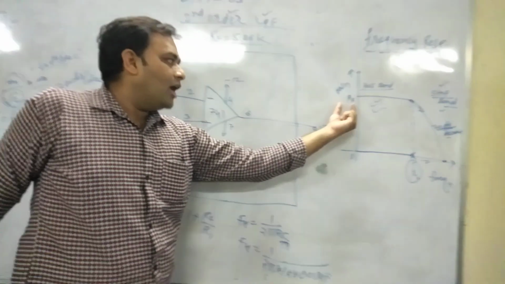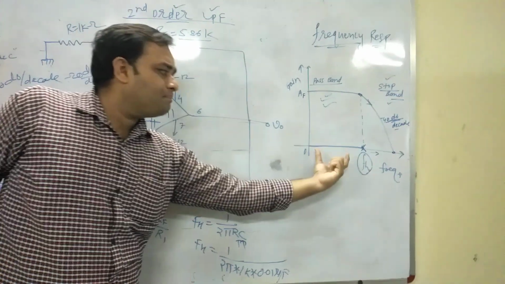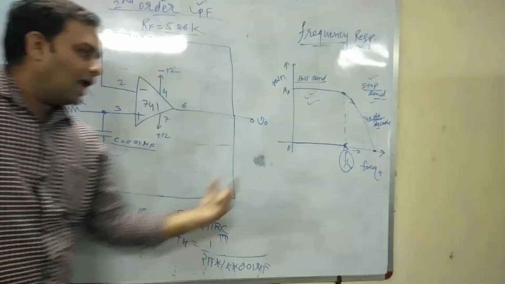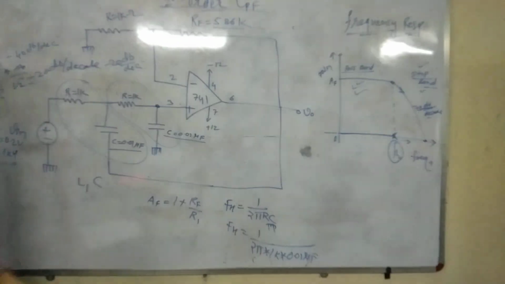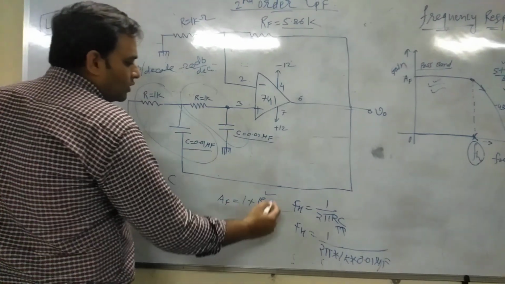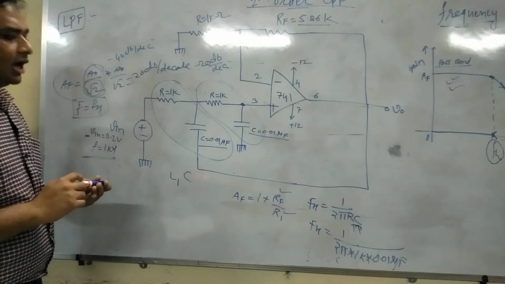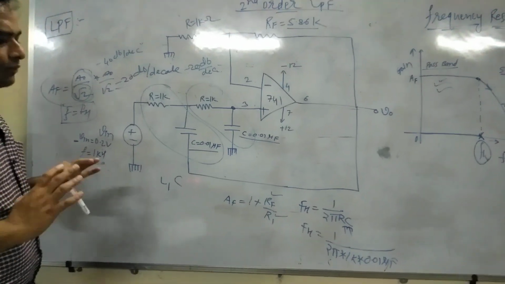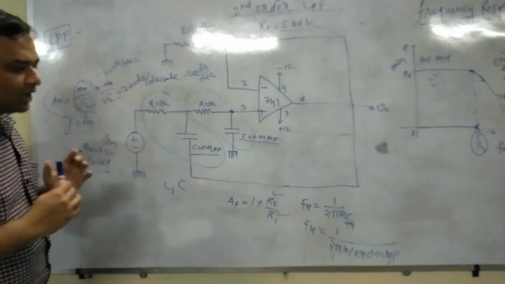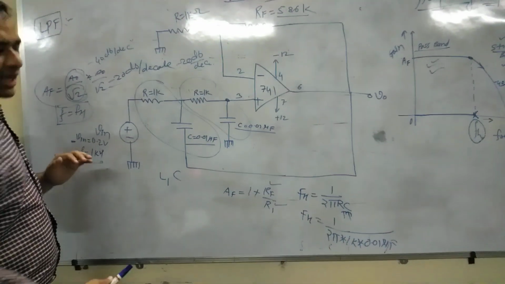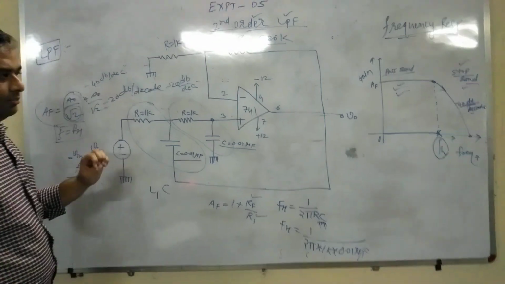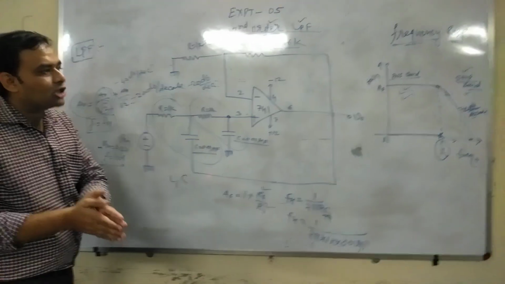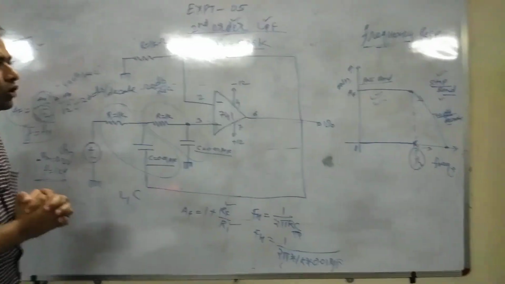The value of gain at the pass band is AF, and you will get the value of AF by using this formula 1 plus RF by R1. You can easily put the value of RF and the value of R1. Ultimately you will get the value of AF. So this is the second order low pass filter circuit diagram with pin diagram implementation. We will see the actual implementation of this second order low pass filter.